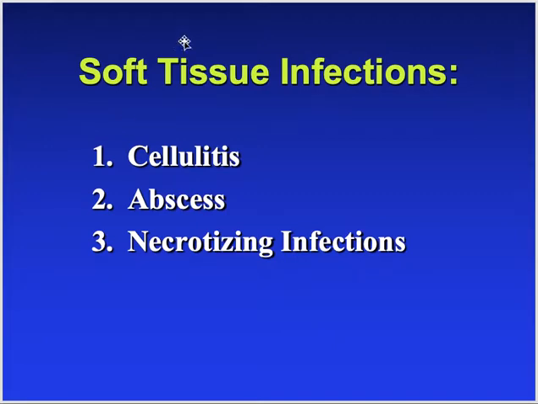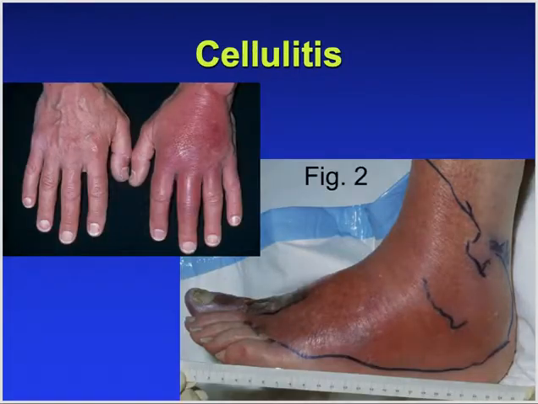So first of all, we will talk about the soft tissue infections, and the first one I'm going to talk about is cellulitis. You can see the same thing which I was talking about in the previous lecture: calor, rubor, dolor, and tumor. Calor means heat, rubor means redness, dolor means pain, and tumor means swelling. So we can see all of these in these photographs, right?